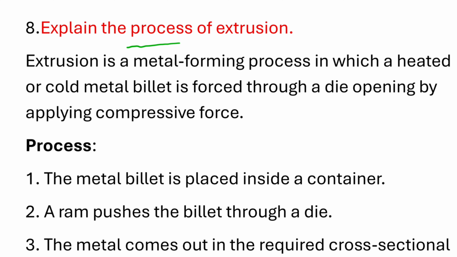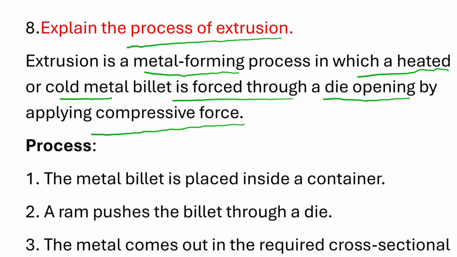So next is to explain the process of extrusion. Extrusion is a metal forming process. What they do is first heat or cool the metal, and we use a billet to force through the die opening by applying compressive force. So when you heat the material, we apply compressive force, pressing the force, that we call extrusion.